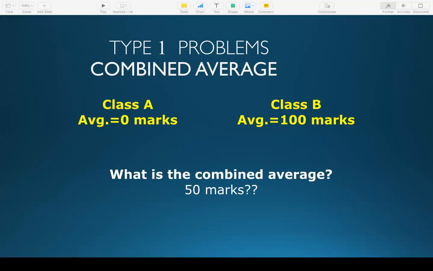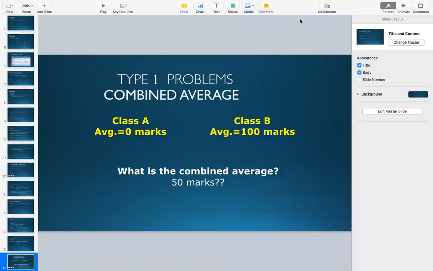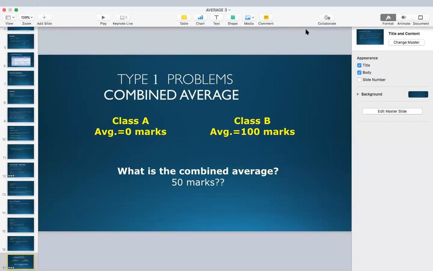Now my question to you would be, what is the combined average? Is it 50? Please tell me in the comment box, will the combined average be 50? Khushbu is saying yes.